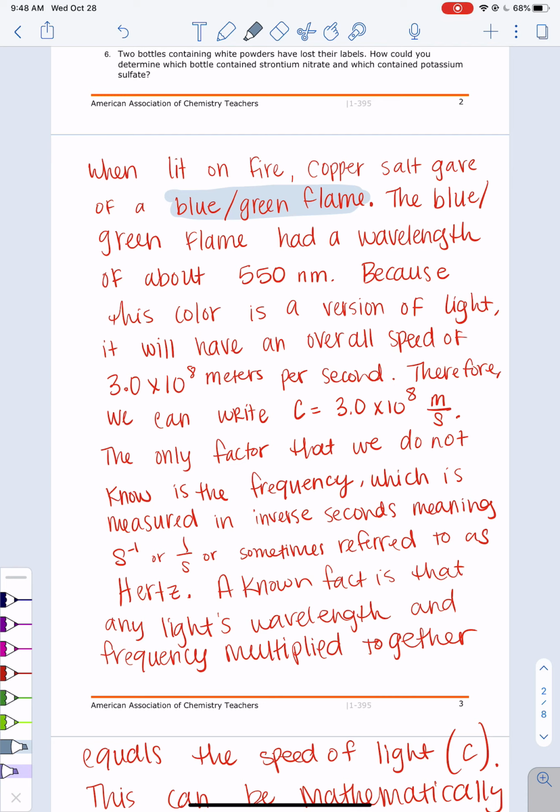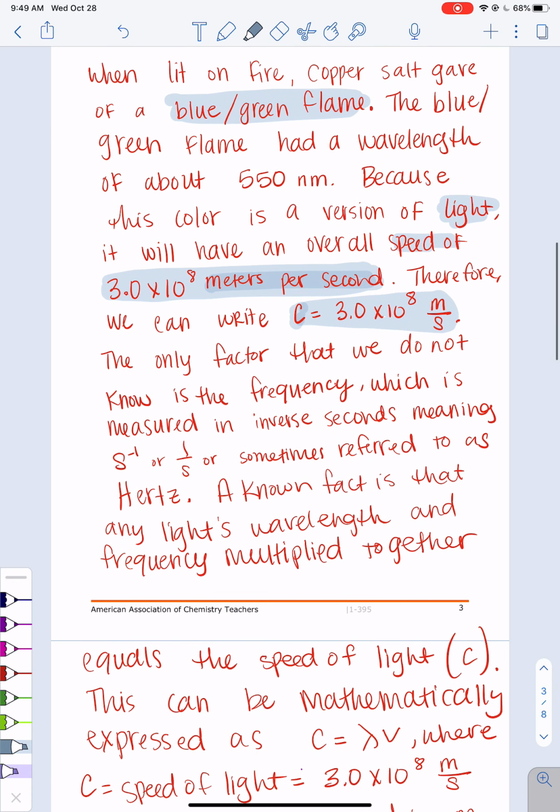Because this color is a version of light, it will have an overall speed of 3 times 10 to the 8th meters per second. All light has this same speed. We can use that for all light. So therefore we can write c, for speed of light, is equal to 3 times 10 to the 8th m/s. That stands for meters per second. So the only factor that we do not know is frequency, which is measured in inverse seconds.